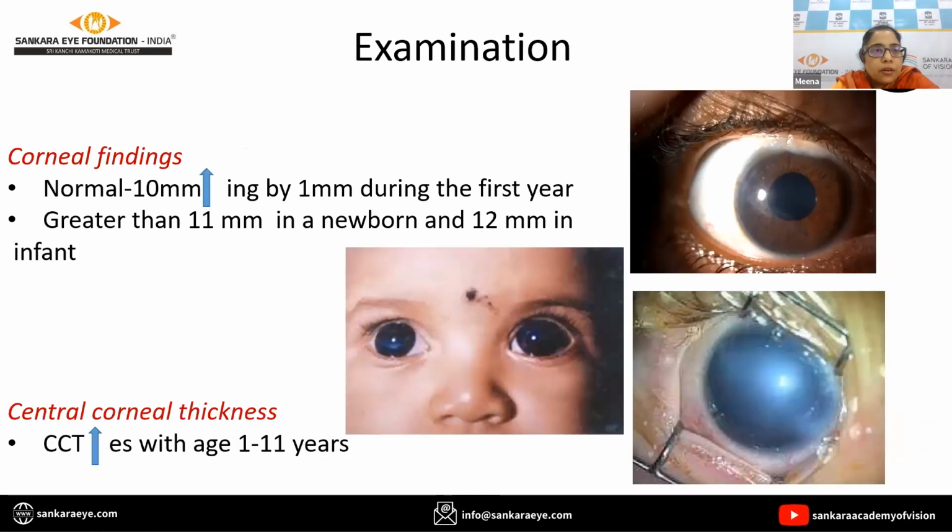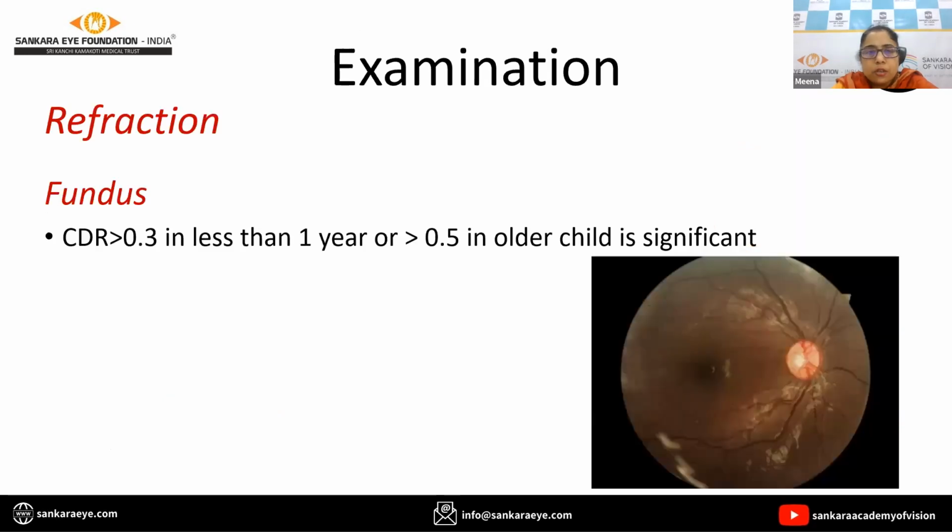Now, when we talk about the corneal findings, normally the corneal diameter is around 10 millimeters. It keeps increasing by 1 millimeter during the first year. So when it is greater than 11 millimeters in a newborn and definitely 12 millimeters in an infant, it is considered a significant increase. As you see here, there's an increase in corneal diameter, and central corneal thickness or pachymetry is to be measured, wherein the CCT also increases with age when considering 1 to 11 years. An average of around 500 to 550 is usually noticed in newborn children.